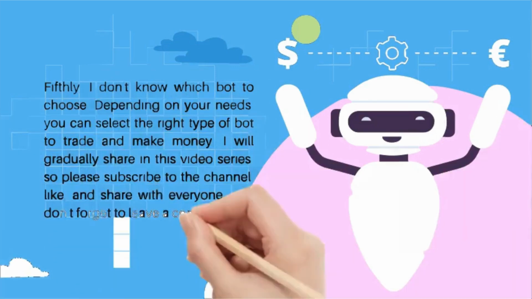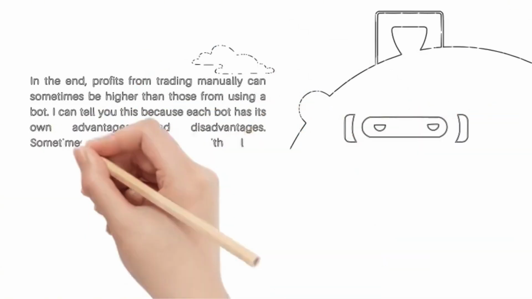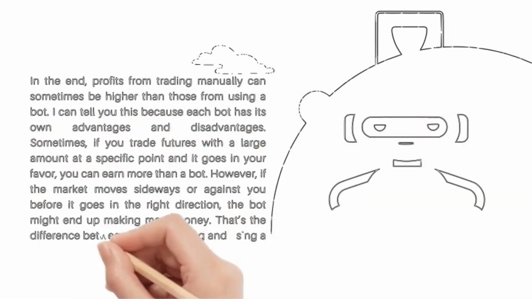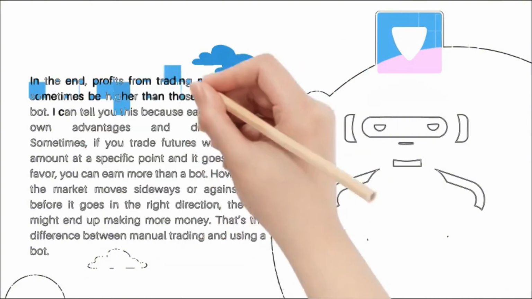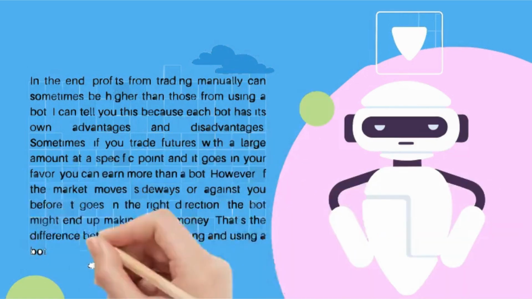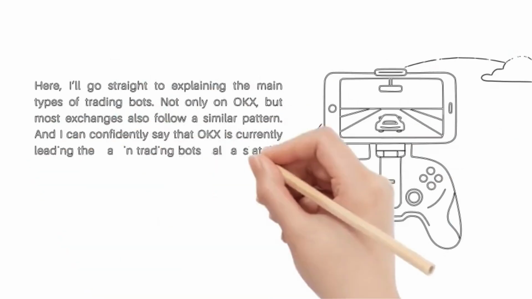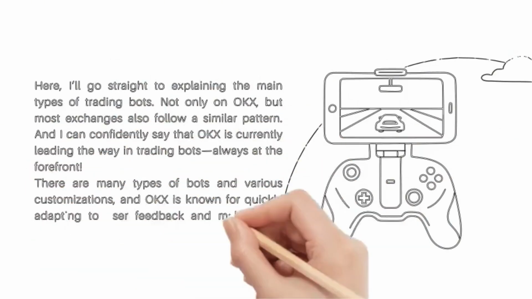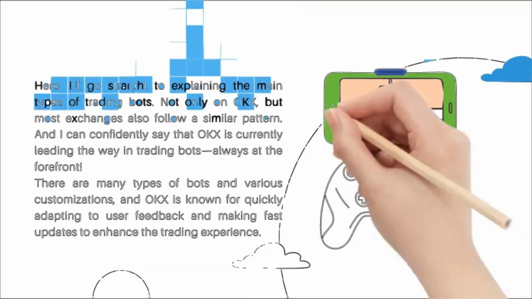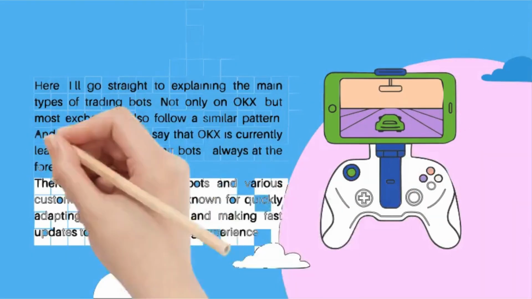Types of trading bots on OKX. 1. Grid trading bot. Automates buying and selling within a price range. 2. DCA, dollar cost averaging bot. Gradually buys at different price points to average the entry price. 3. Recurring buy bot. Auto purchases crypto based on time intervals and predefined amounts. 4. Portfolio rebalancing bot. Automatically adjusts asset allocation based on market movements.